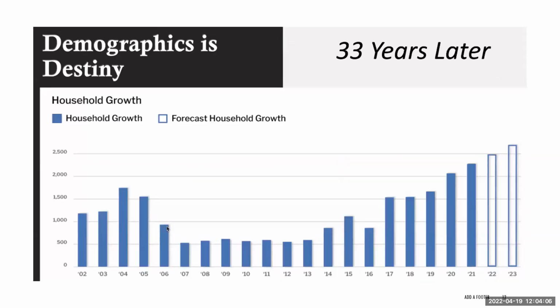And you can see the demographics here as far as the household growth. Again, you can see it continuing to grow. So all the way through 2021, 22, 23 are going to be the highest numbers of housing that we're going to need for people to be able to live.